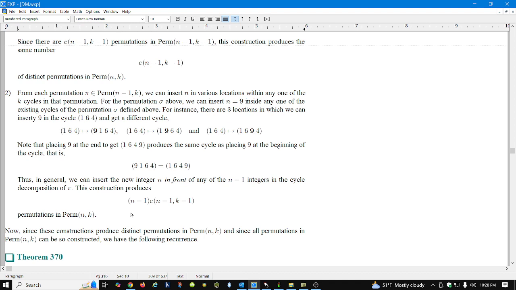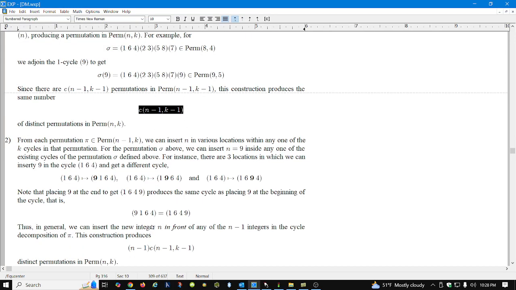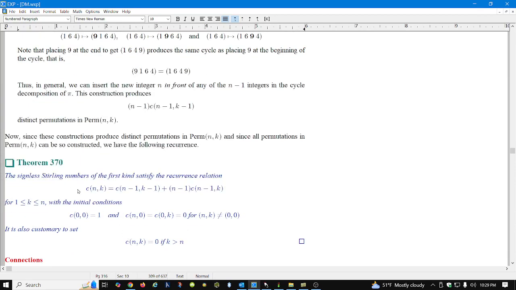Now you have to convince yourself of two things. The permutations you get here are distinct. These permutations are distinct by design. And none of these permutations can be the same as any of these, because these permutations don't have a one cycle containing n. All of these do, none of these do. So you're getting this many plus this many permutations in perm n,k. Second, you have to convince yourself that that is all of perm n,k. Every permutation of size n with k cycles comes in one of these two manners. And I'll let you think on that. In any case, when you add those two together, you get this nice recurrence.